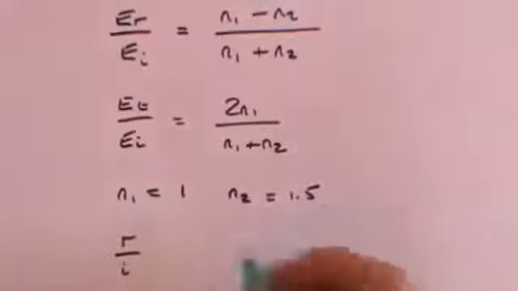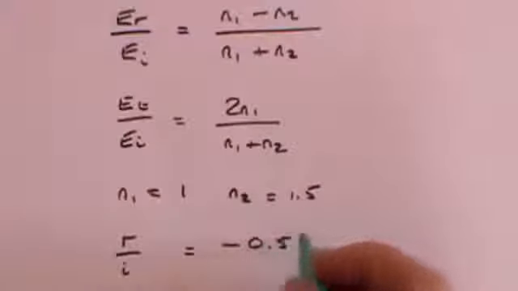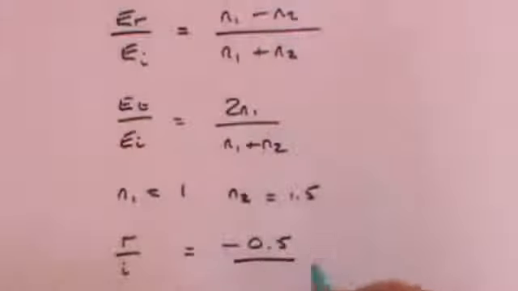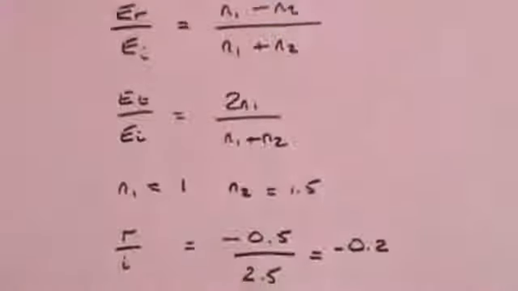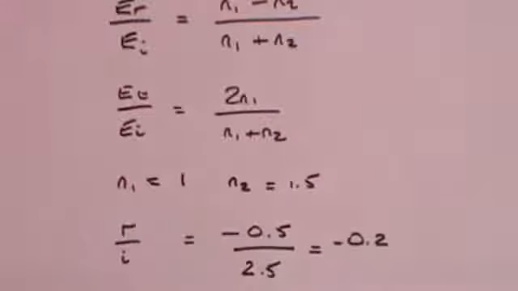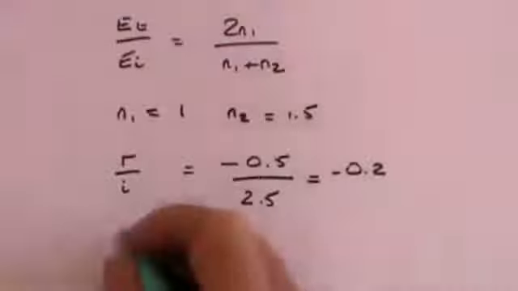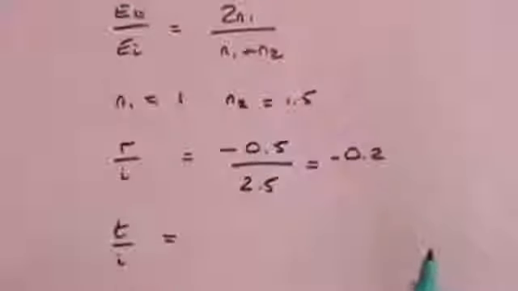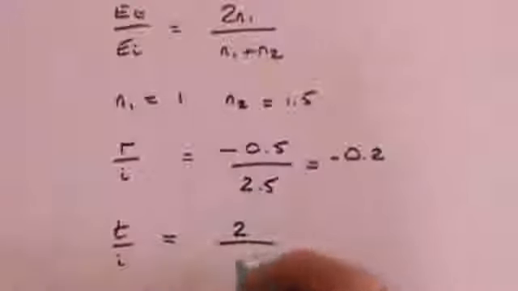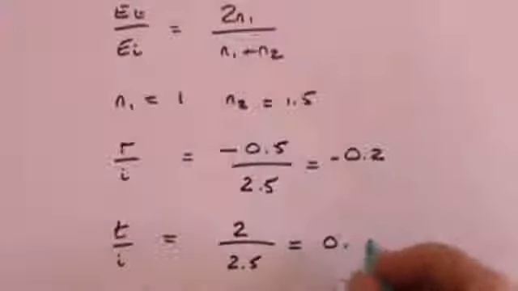Consequently, the reflected vector compared to the incident vector is going to be N1 minus N2, which is minus 0.5, divided by N1 plus N2, which is 2.5, which is equal to minus 0.2. The minus sign simply indicates that there's a phase shift. The transmitted vector compared to the incident vector is going to be 2n1 divided by n1 plus n2. Well, 2n1 is 2, n1 plus n2 is 2.5, and that's 0.8.